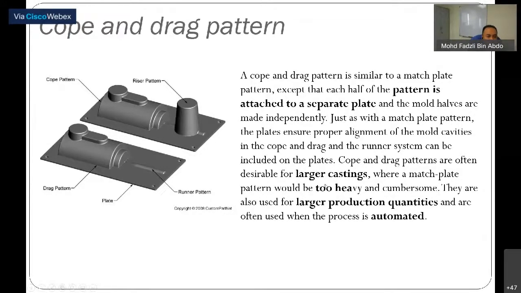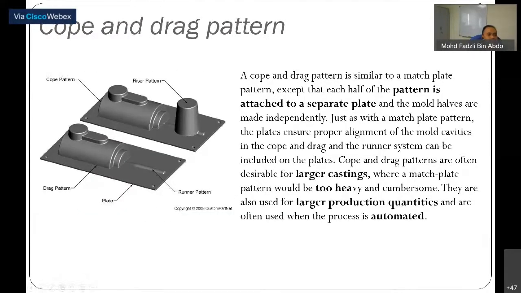And then ni runner. Runner maksudnya nak alihkan dia punya molten metal dalam tu tadi lah, untuk kita masukkan molten metal. Cope and drag patterns are often desirable for larger castings, maksudnya produk yang besar, where a match plate pattern would be too heavy and cumbersome, and then they are used for larger production quantities and are often used when the process is automated.